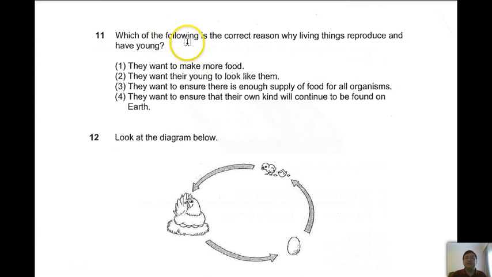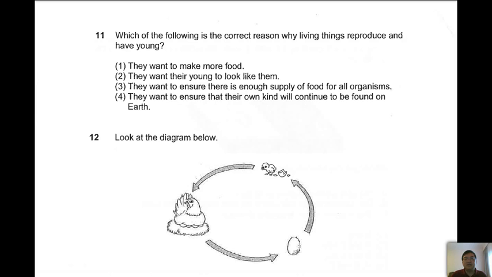Next, 11. Which of the following is the correct reason why living things reproduce and have young? They want to make more food. Totally not much of a link. They want their young to look like them. No. They want to ensure that there is enough supply of food for all organisms. It means probably they want themselves to be eaten up. No. They want to ensure that their own kind continue to be found on this earth.